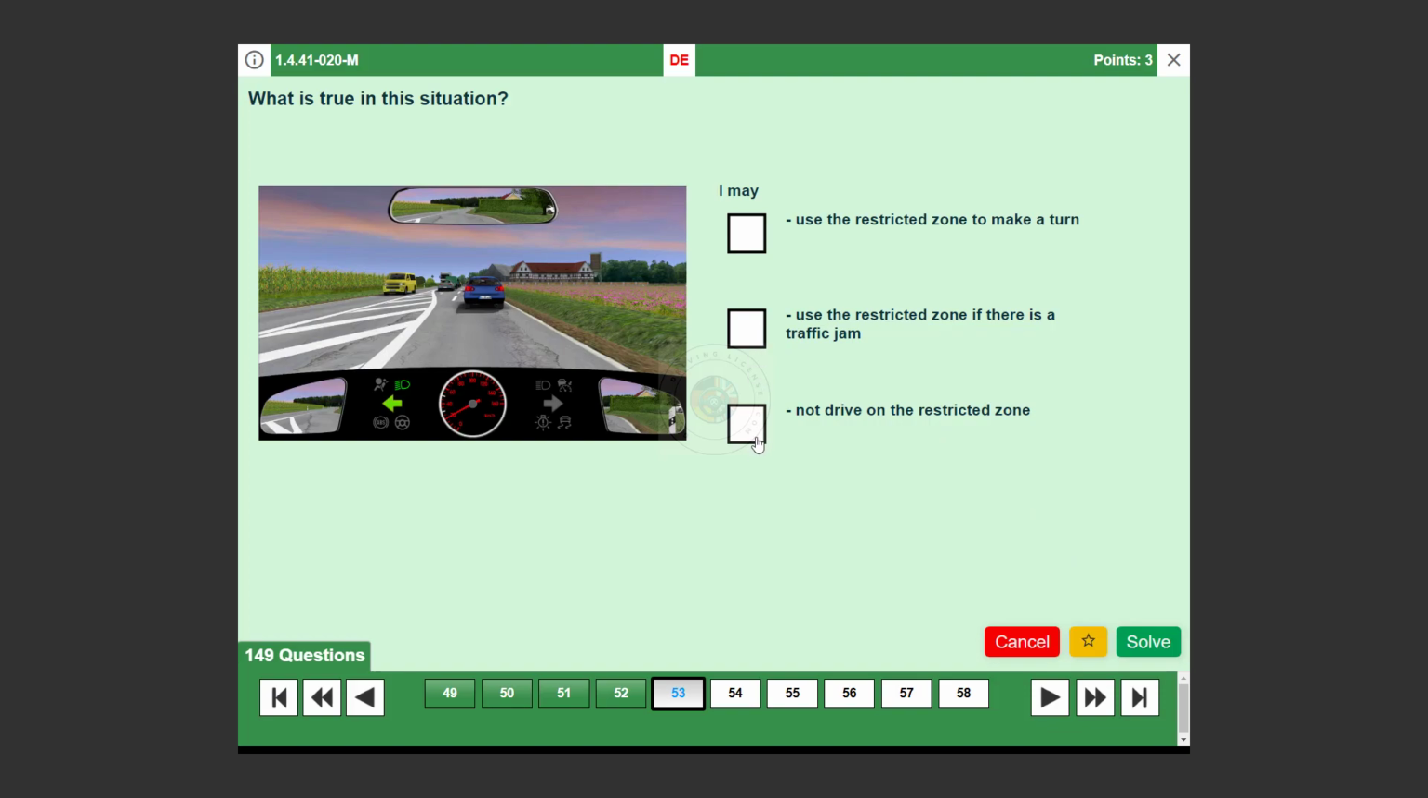Not drive on the restricted zone. True. Restricted areas are off limits to vehicles. Use the restricted zone to make a turn. False. Turning using the restricted zone is not allowed.